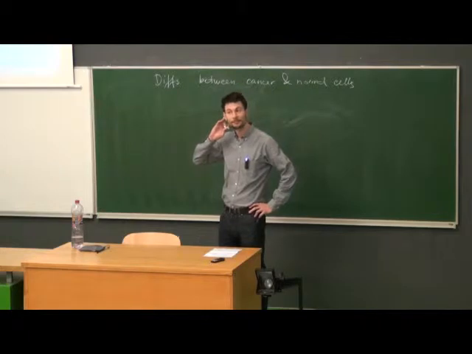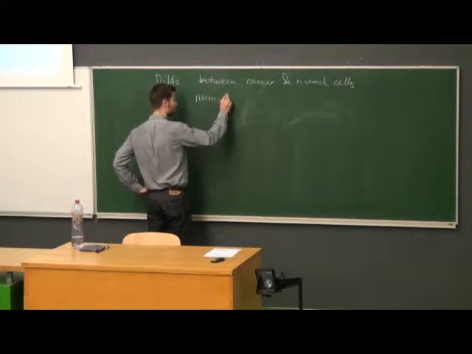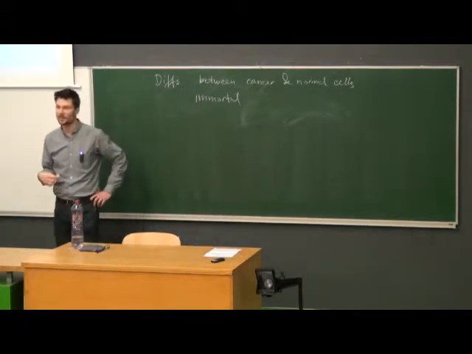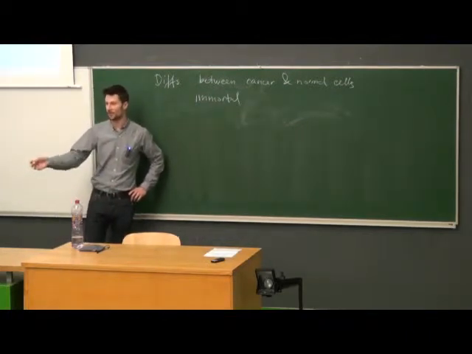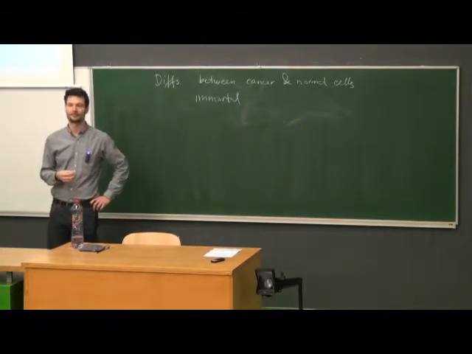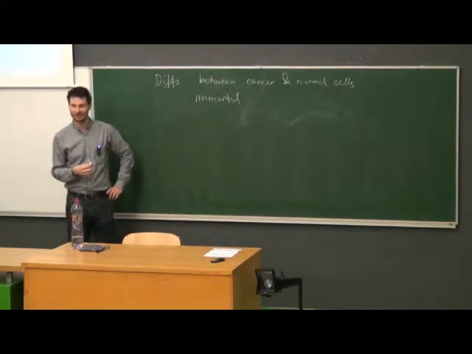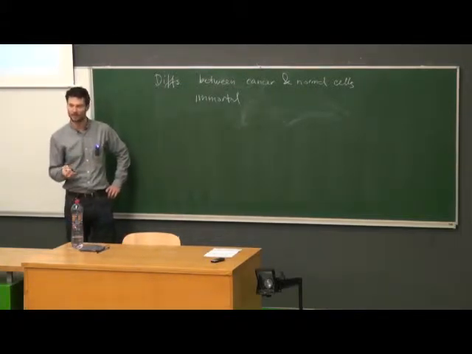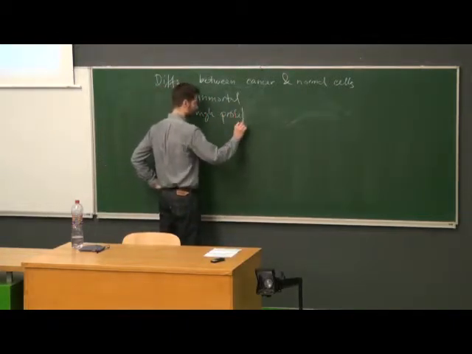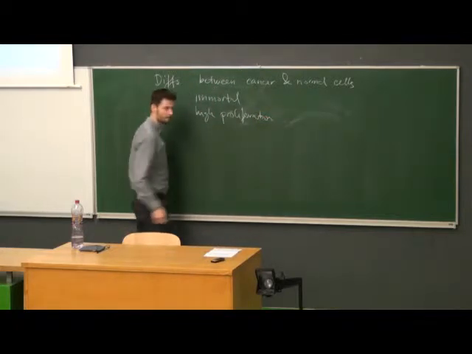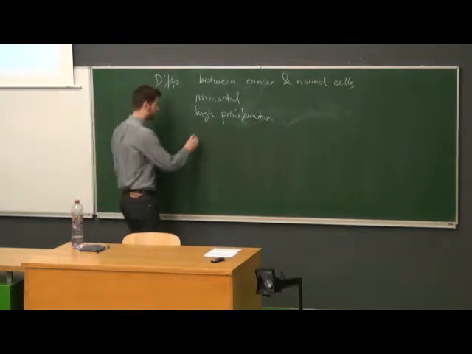Immortal. Okay. By that, presumably you don't mean that there's no way to kill them, but that they normally don't die, they just keep replicating. Okay? Proliferation without stop, which is quite close to immortal, but I'll put in high proliferation or something like that. They're almost undifferentiated. Okay, less differentiated.